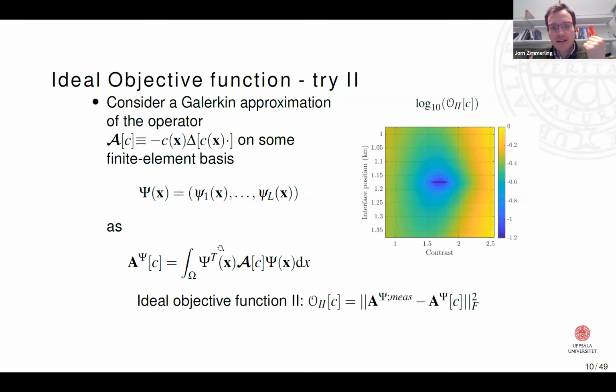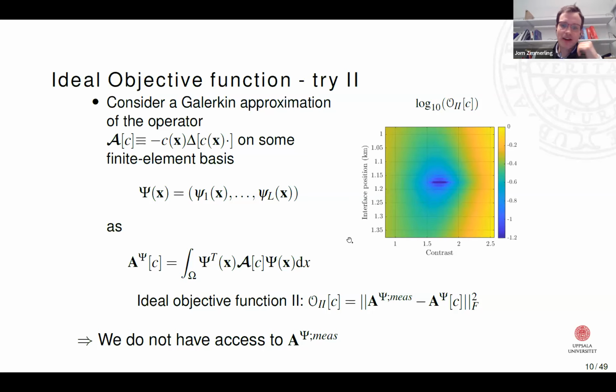And then if I use that objective function, which I call here the ideal objective function number 2, then I have a way of comparing a measured objective function with a modeled finite element approximation. And again, I get an objective function with one global minimum that looks really nice to do convex optimization on. Unfortunately, again, we do not know the finite element discretization of our true operator, so we do not have access to it. But this exercise is not fruitless.